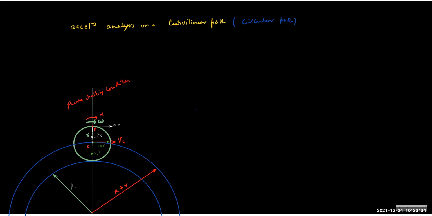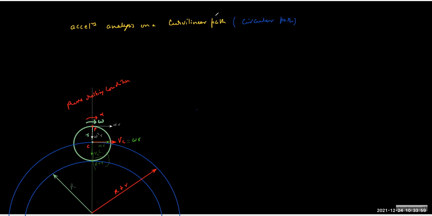It is Vc square by r plus r. So this is the v square by r. Now what is Vc, by the way? So Vc itself is how much? Omega r, because of the pure rolling condition. This is the bottom, and we can say Vc is omega r.